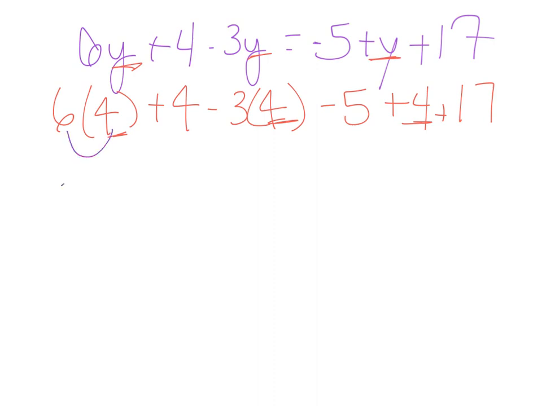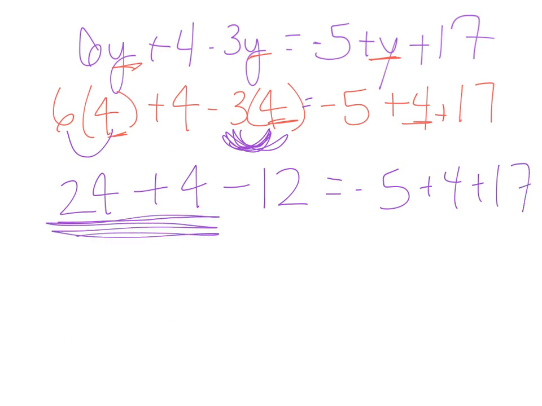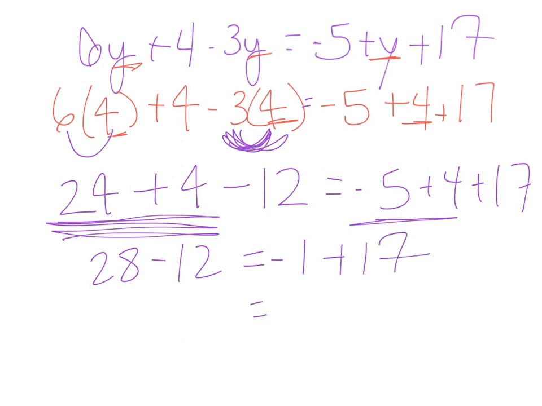4 times 6 is 24, plus 4, minus, negative 3 times 4 is 12. And then we have equals negative 5 plus 4 plus 17. Let's see if they equal each other. So we're going to do 24. You can always use a calculator, remember. So this is 28 minus 12 equals, this is negative 1 plus 17. Okay. This is 16 and this is 16. Check! It's correct.